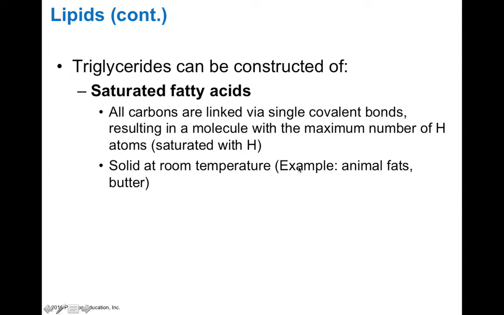So what we find is that you find a lot of saturated fatty acids in things like animal fats, butter, or hydrogenated plant oils, where basically food scientists can effectively convert unsaturated fats to saturated fats by just adding more hydrogen atoms to an unsaturated fatty acid.